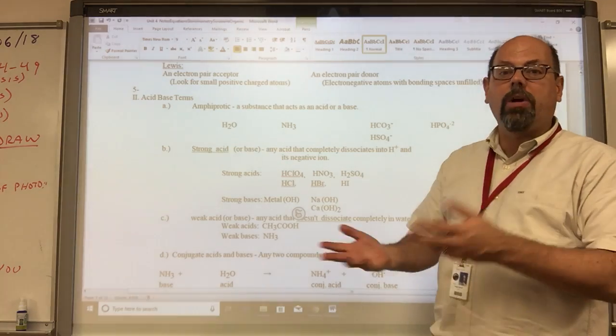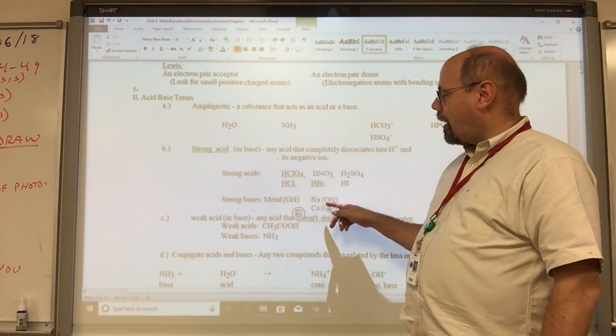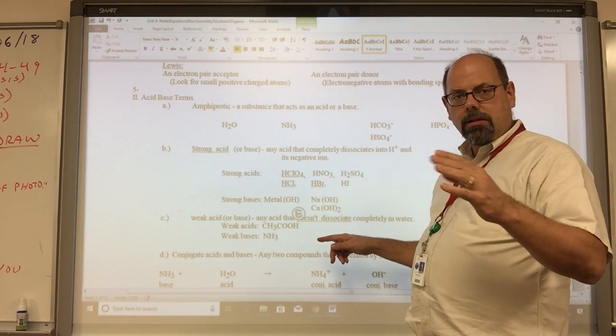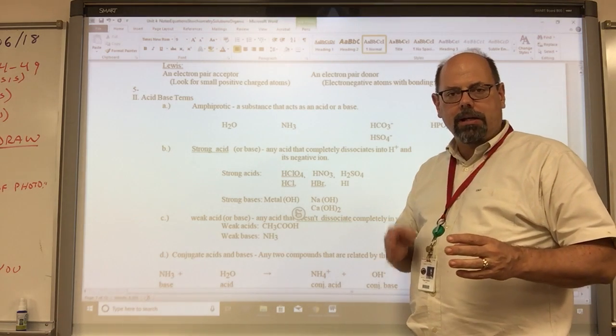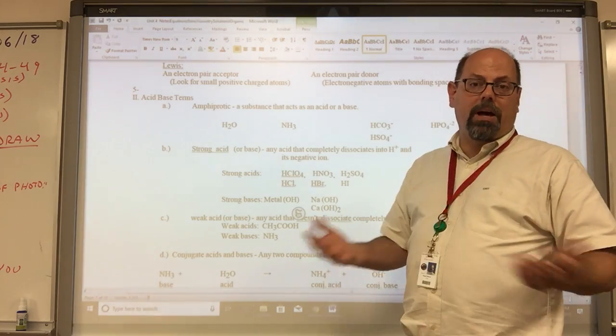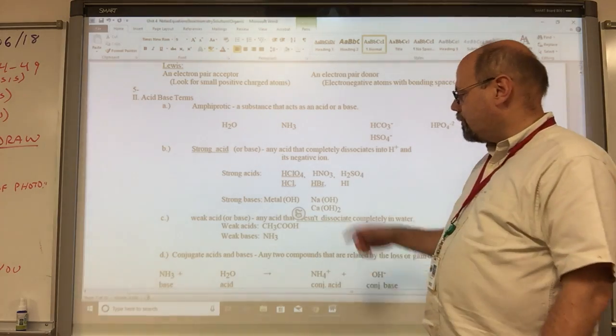It will give up the H grudgingly. There's also some strong bases. The first 2 columns in the periodic table, sodium or lithium or potassium, or the second column in the periodic table, beryllium, magnesium, calcium, all those hydroxides are bound to dissolve. They do dissolve. So that's what makes them strong.